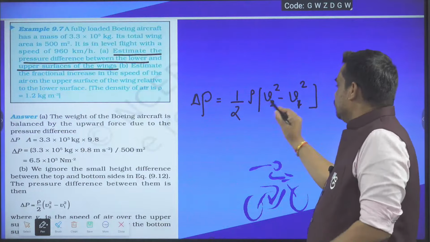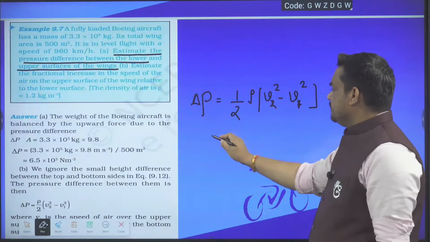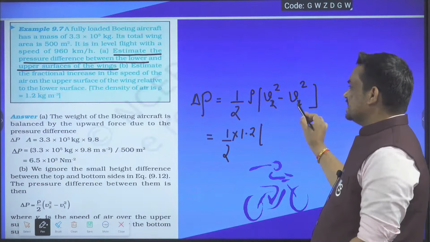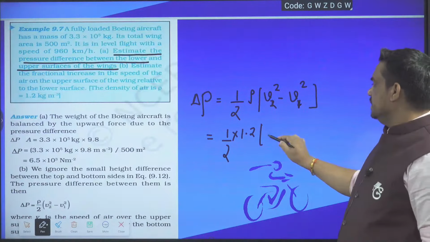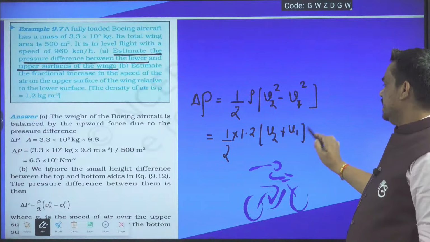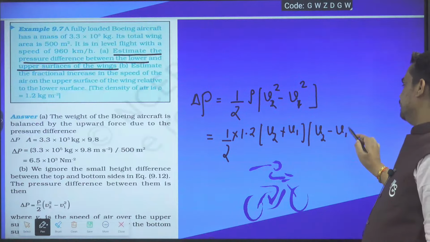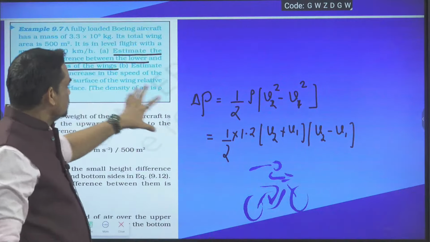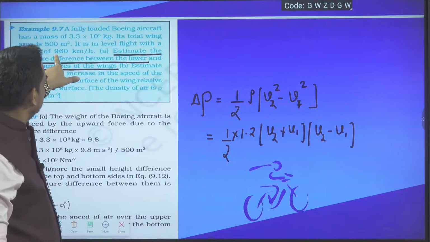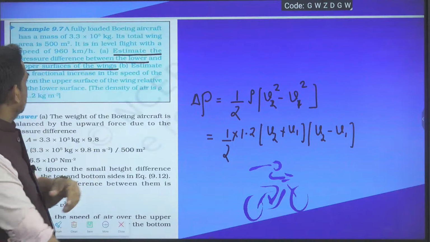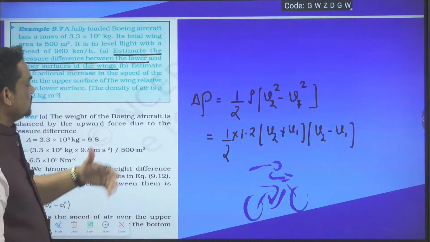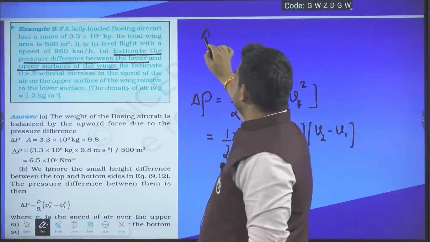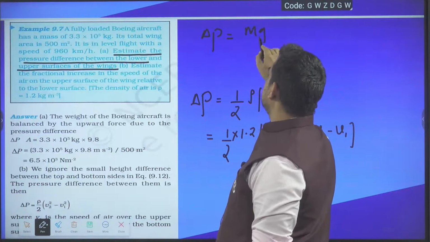So we will use this formula multiple times, and for the calculation you will always take rho as 1.2. But here we can write V2 plus V1, V2 minus V1. So this becomes V2 plus V1, and the other bracket V2 minus V1, for the calculation purpose. Okay, can we put the values? But here in this one, this is not needed actually, because they are saying it is in level flight. So you know this delta P should be equal to mg by A.